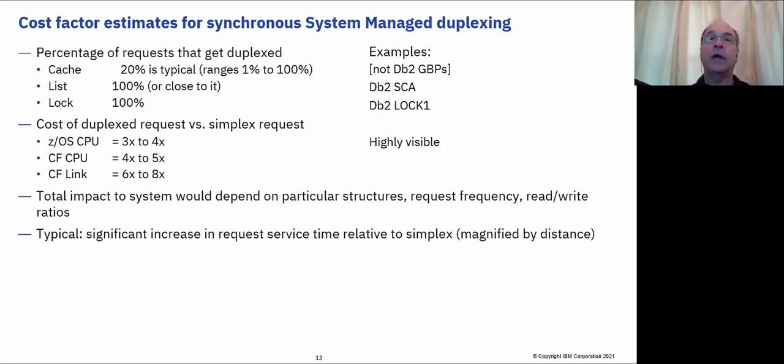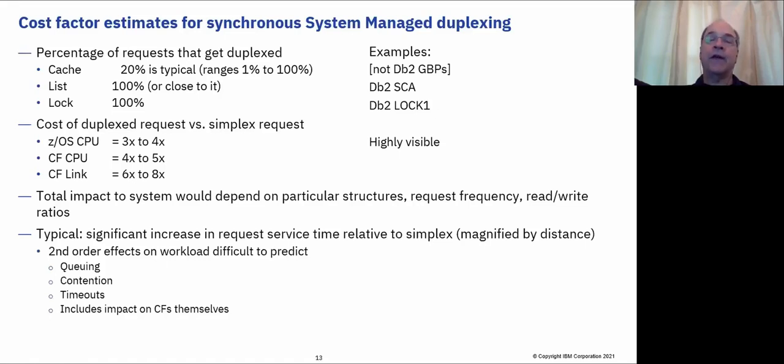And this significant increase can be further magnified if the coupling facility in question is far away. So if you have a parallel sysplex that's in one computer room floor, not so noticeable. But if you start spreading the sysplex so that you have a system and a coupling facility in one location and another system and another coupling facility, say, several kilometers away, then all of the overhead is going to be magnified.